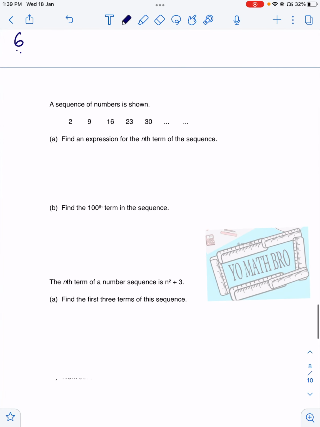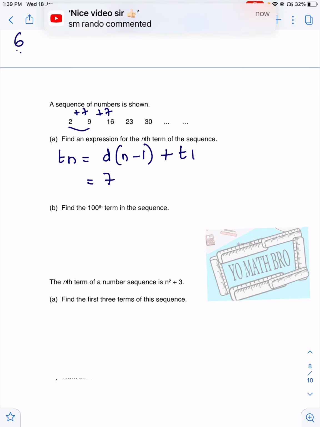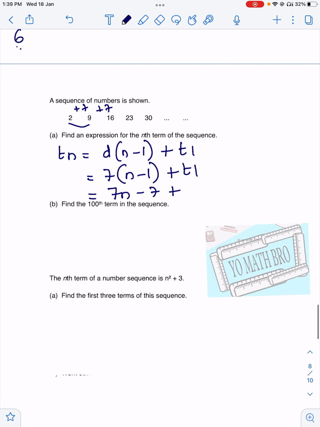Okay, next, 2, 9 gives me plus 7, 9 plus 7 gives me 16. So my expression is Tn is equal to D(n minus 1) plus T1. The difference I can see here is 7. 7(n minus 1) plus T1, 7n minus 7 plus, what is the first term? 2. So I get my answer 7n minus 5.